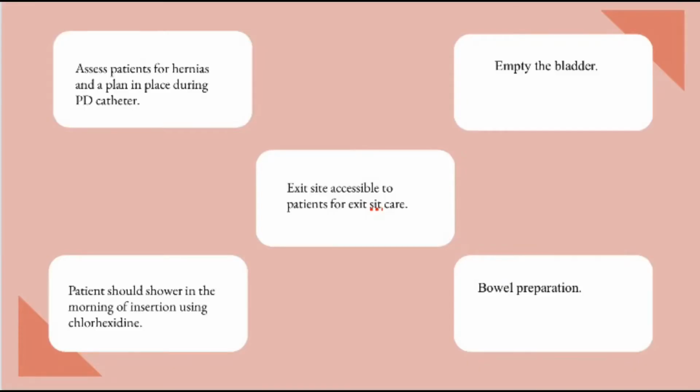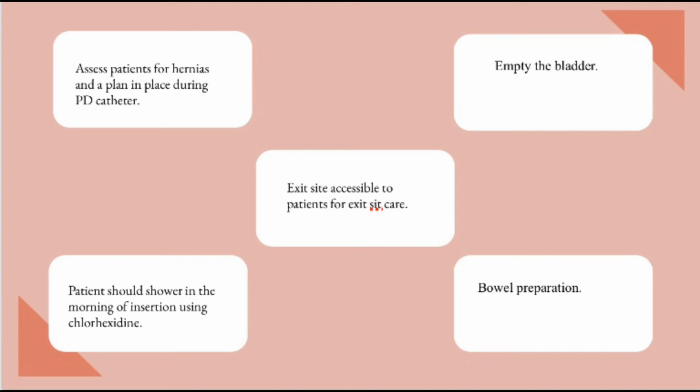So now we're going to discuss the pre-insertion care. PD catheters should be placed 2 weeks before starting peritoneal dialysis to allow tissue ingrowth and prevent leaks. If dialysis has to start before the 2 weeks healing period, the patient must be in a supine position with small fill volumes. The nurse's role would be to assess the patient for hernias, and plans should be in place for repair during PD catheter insertion.